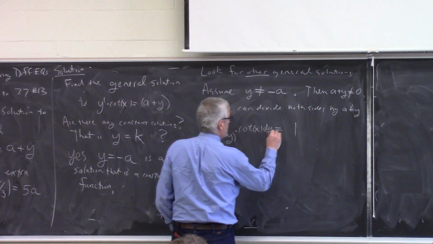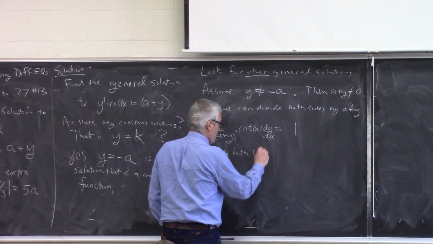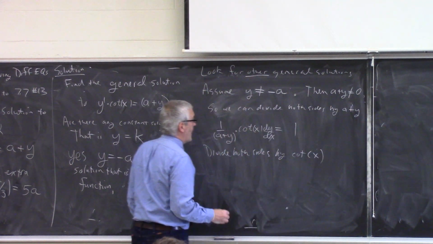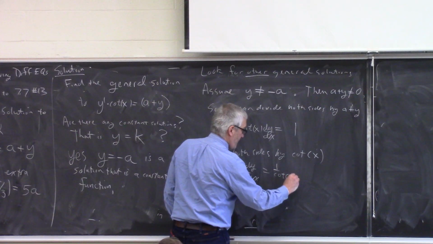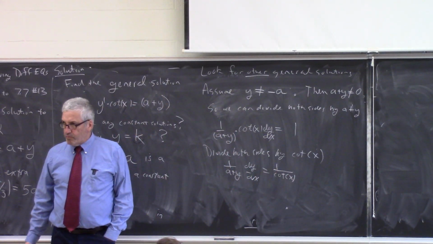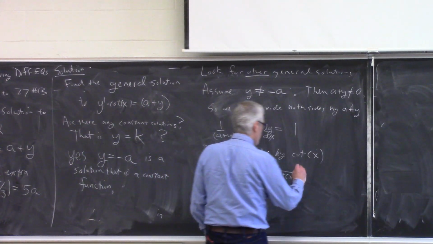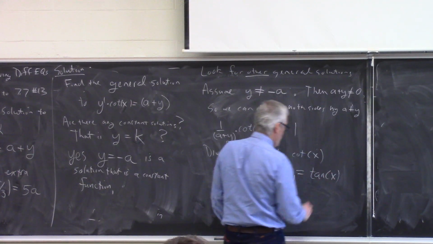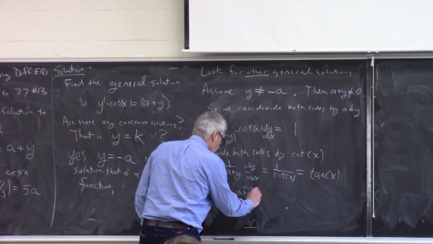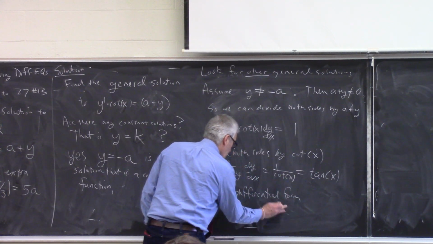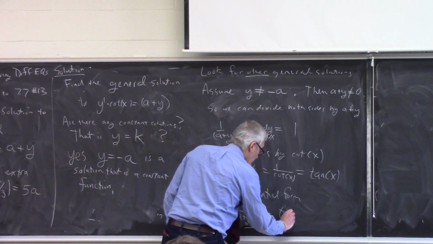Oh, is it dy dx? Sorry. And let's divide both sides by cotangent of x. So on the left side, I get 1 over a plus y times dy dx equals 1 over cotangent of x. Now, what's 1 over cotangent of x? Tangent. Cotangent is just the co of the tangent. Okay, then let's put this in differential form and integrate. So I get 1 over a plus y dy equals tan x dx.